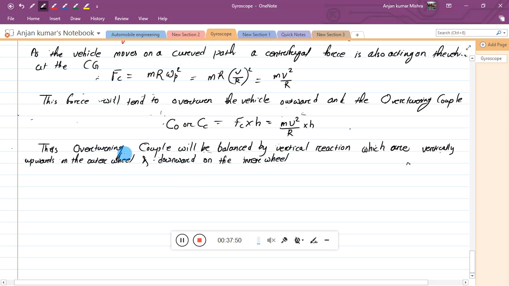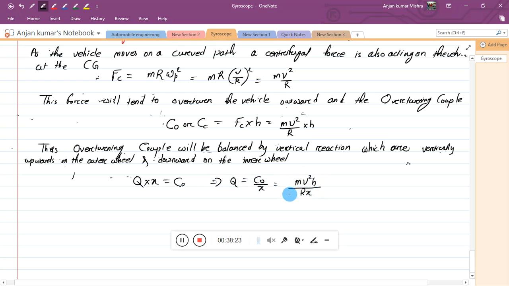Talking about the magnitude, what will be the magnitude? That is Q multiplied by X, that is equal to CO. Or simply Q will be equal to CO by X, that is the vertical reaction that we are talking about. And CO, as we have written, is mv square H divided by Rx.